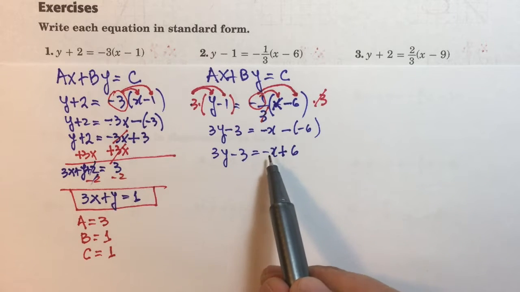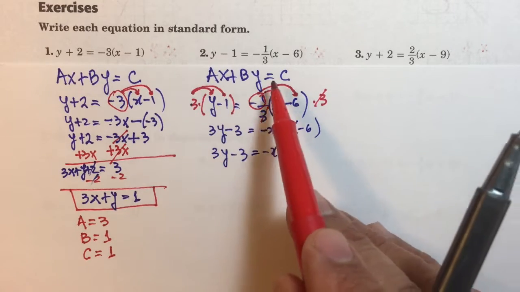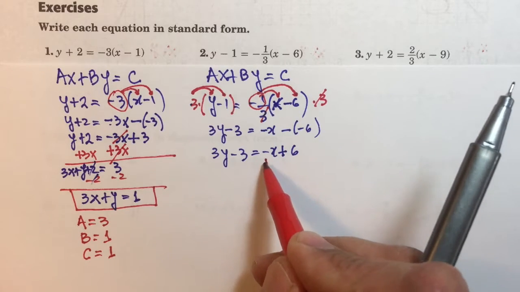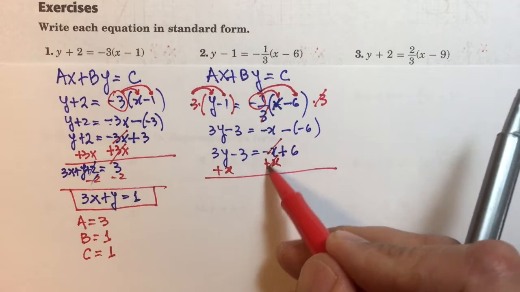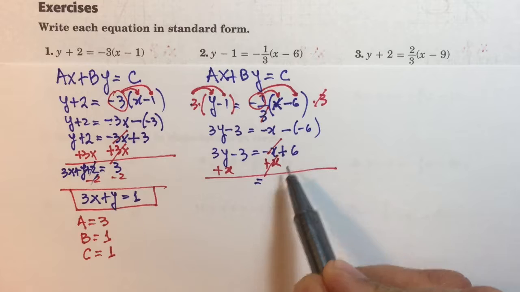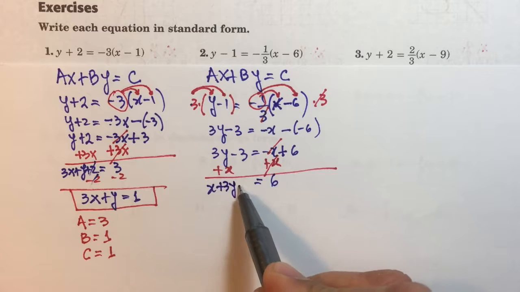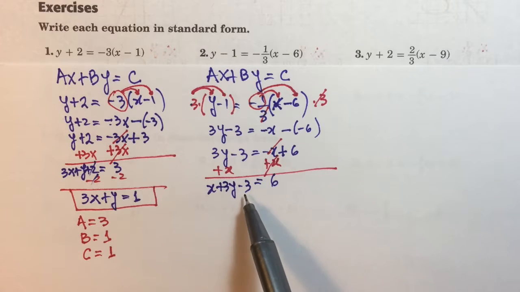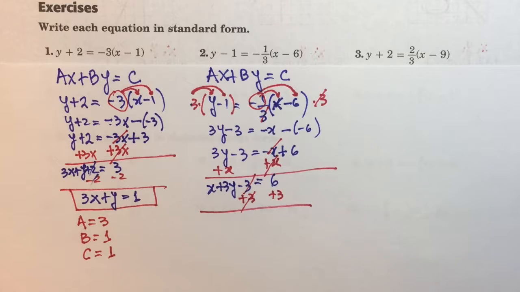Now I need to bring the x to the left side, because according to this formula, x and y are on the left side and the constant on the right side. So I'm going to add x on both sides. Then when I add, this goes away, and 6 equals x plus 3y minus 3. Now what do I need to do? Bring this negative 3 to the right. I'm going to add 3 for this purpose. This goes away, and then I have x plus 3y equals 6 plus 3, that is 9.